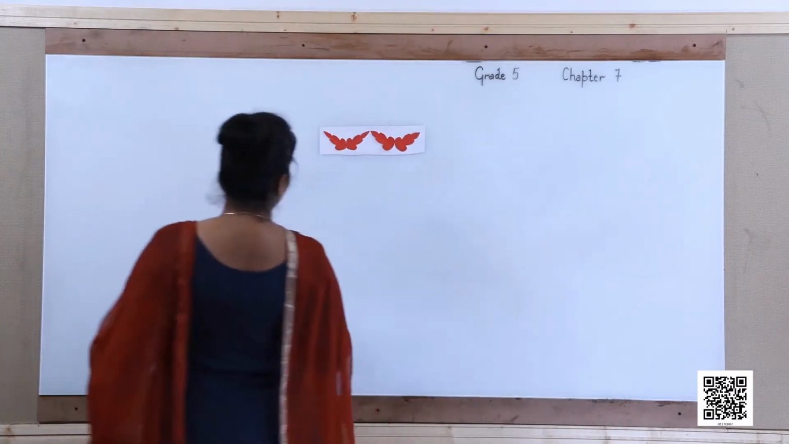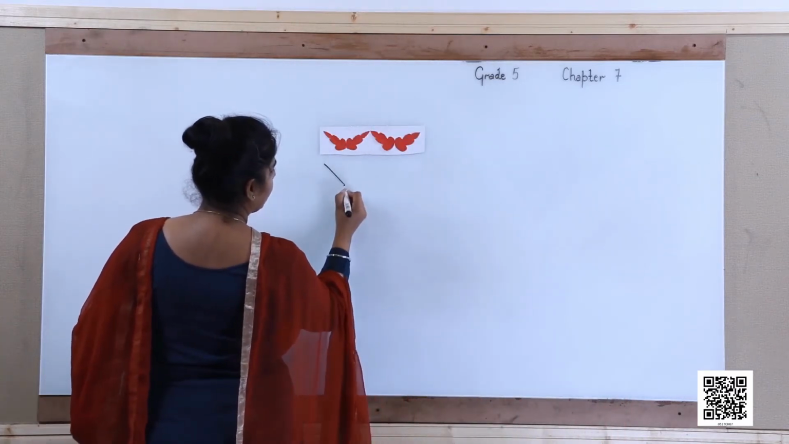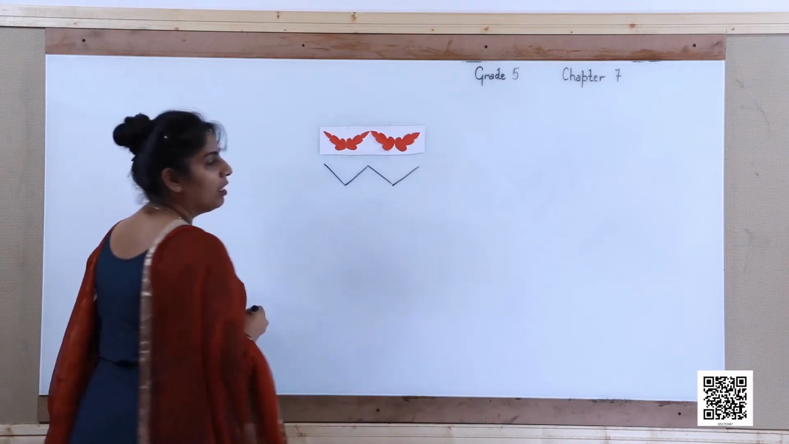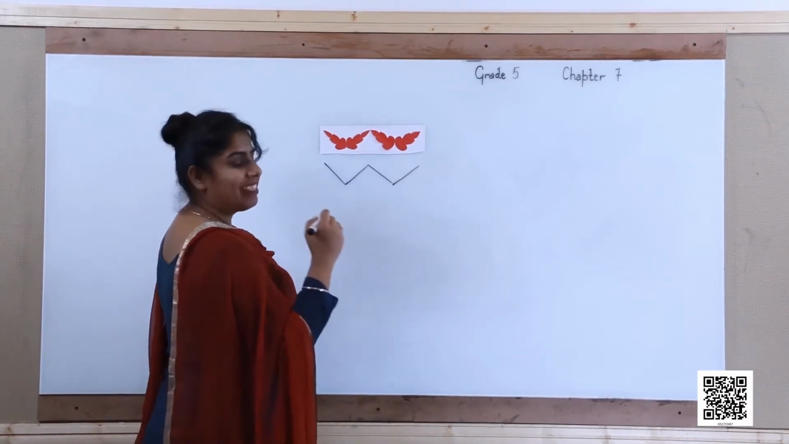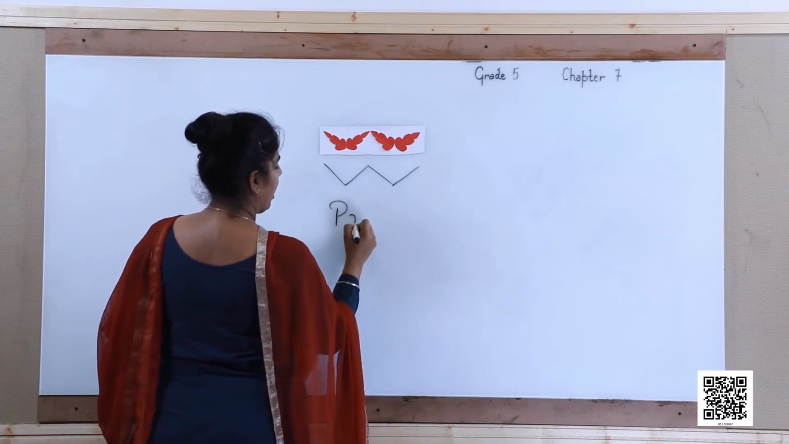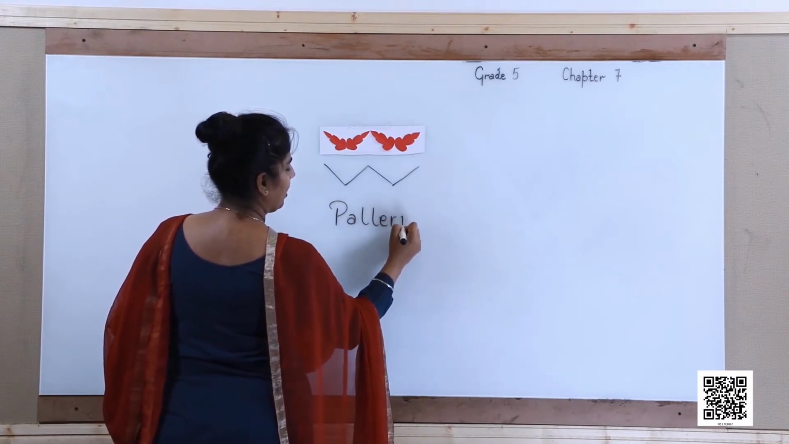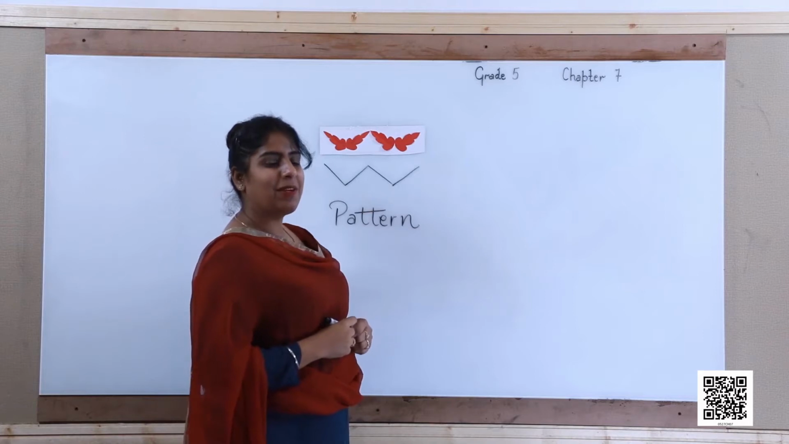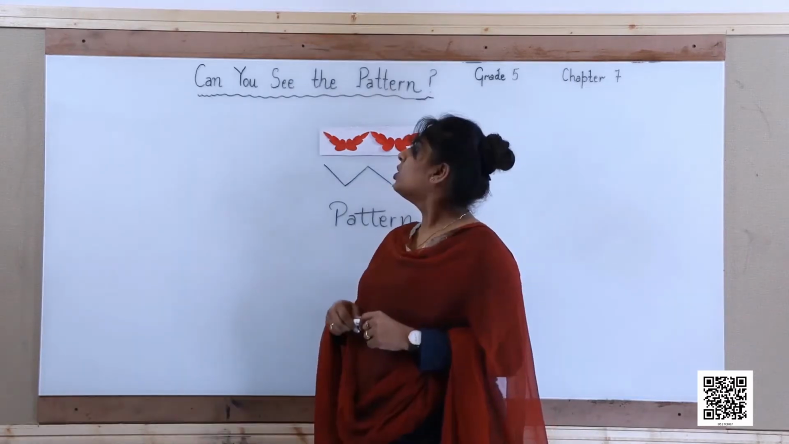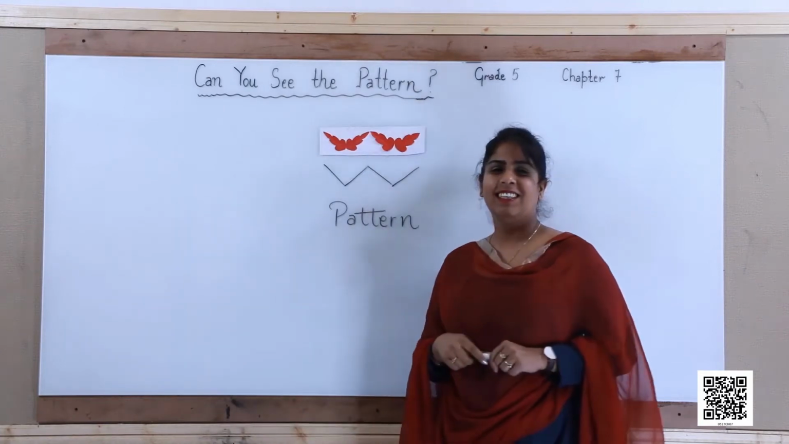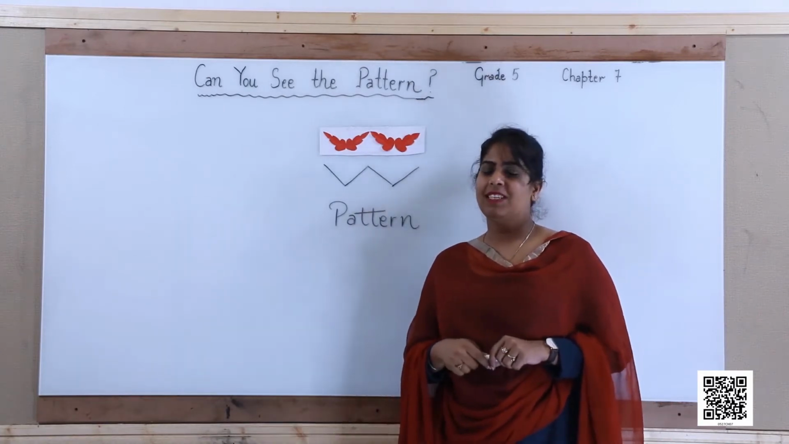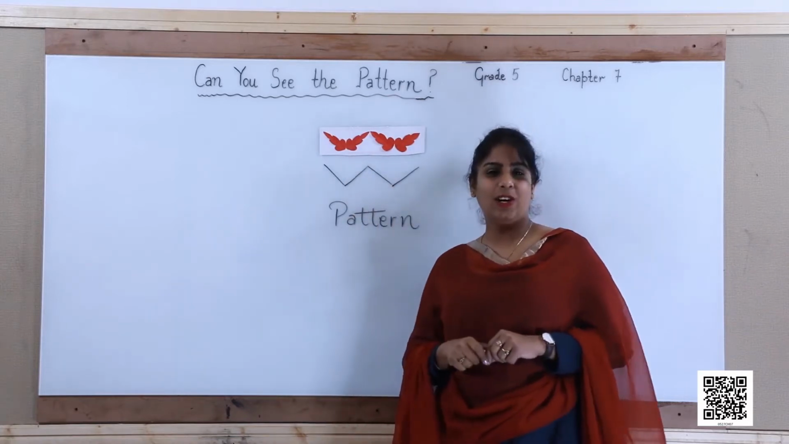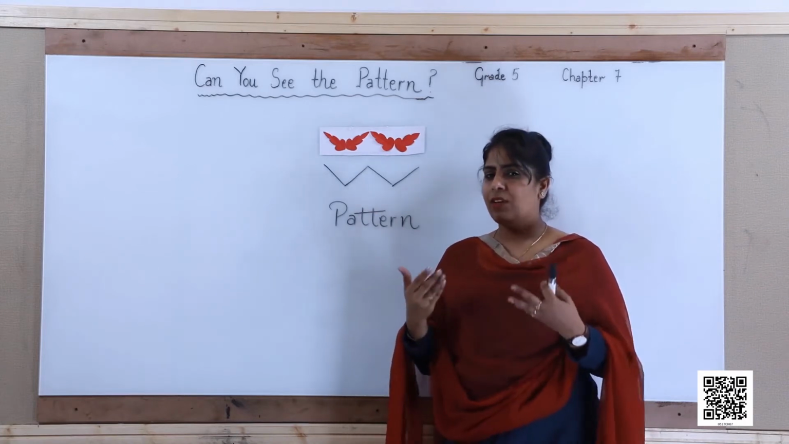If you take a close look, this goes like this, then goes like this, again goes like this, again goes like this. What is this? Yes, it is a type of pattern. So, what are we going to talk about? Yes, today we are going to talk about patterns. So, can you see the pattern? Yes, we are going to talk about how many patterns we see around. So, this is the first pattern that I talked about today. Let's have a look at some other patterns.